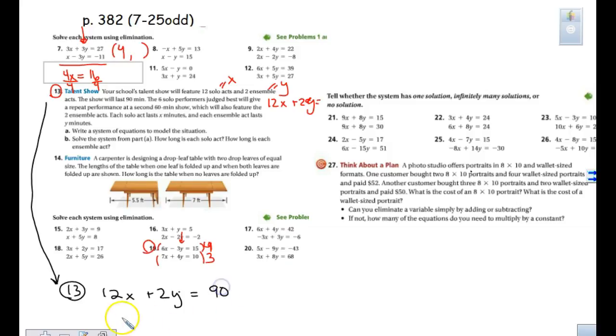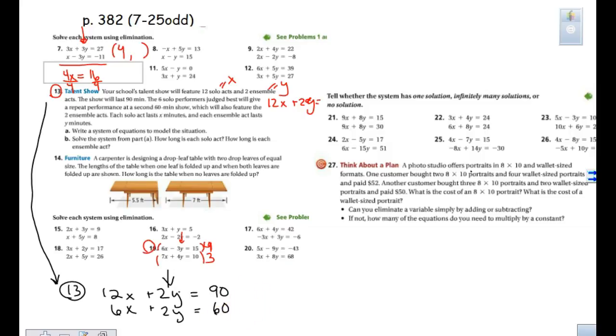90 minutes. And then we had 6 solo acts, so 6X, and we have, how many? So 6 solos and 2 ensembles again, thank you. And this time it was only 60 minutes. Which variable seems to be the easiest to possibly eliminate? X's or Y's? Probably the Y's.